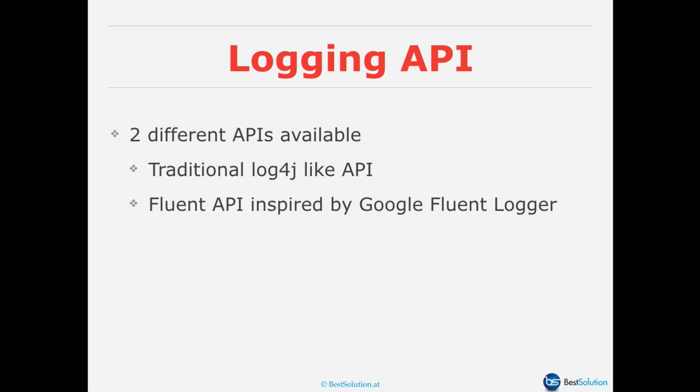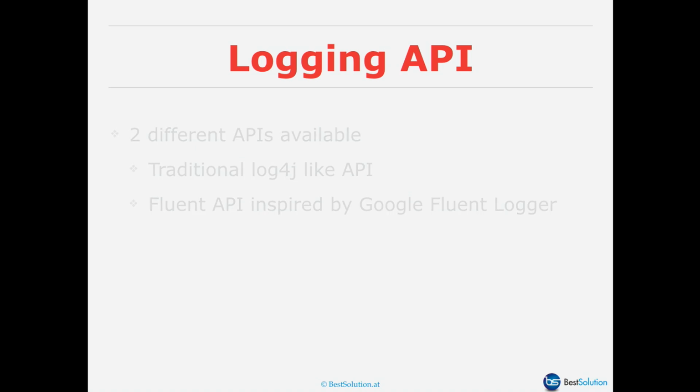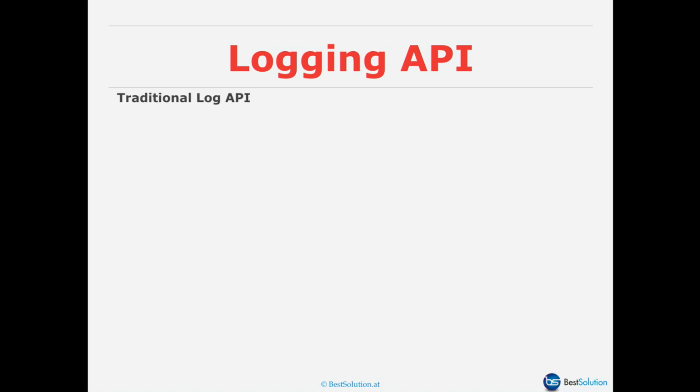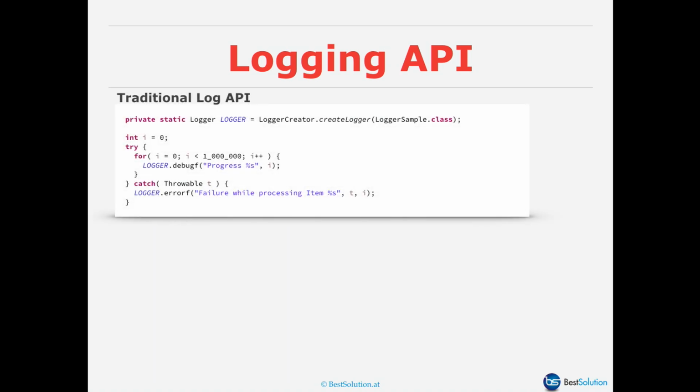We have two APIs available. We have a traditional log4j-like API, and we have a fluent API inspired by Google Fluent Logger. Just to show you how that looks in real code. Our traditional API can be called like this, like you're used to. You have debugf, you have errorf, you have infof.